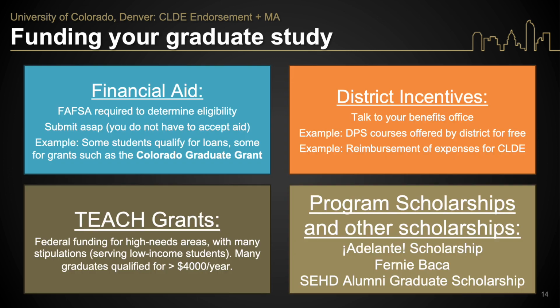It really falls into a bunch of different buckets, and every case is different. But here are the four main buckets. The first one is, of course, financial aid. You'd fill out a FAFSA as soon as possible when you're applying, or right before you're applying, to determine your eligibility. Some students will qualify for loans, but some students are going to qualify for things like the Colorado Graduate Grant, which could be thousands per year, and in paying for those are grant money. So again, not something you'd have to repay. So you really want to check that out.